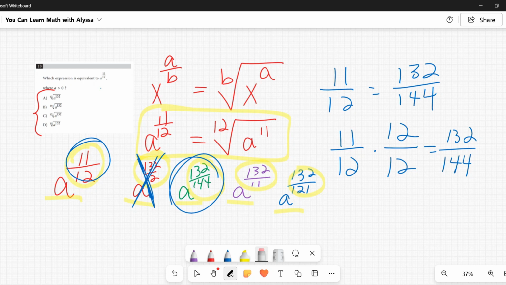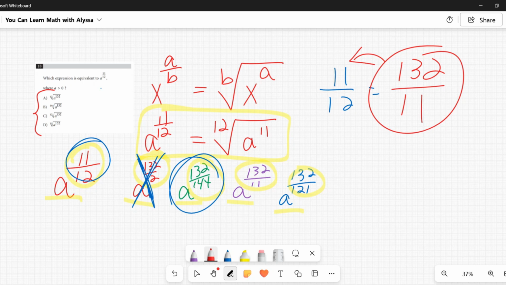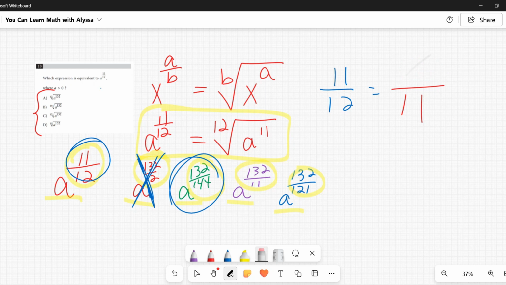But just to prove it to y'all, let me go through those other ones. Is 11 twelfths equal to 132 elevenths? Nope, same sort of thing. There's no way this could be the same as this. If I were to simplify it, this 11 on the bottom cannot simplify to 12. That's impossible. It's already smaller than 12, so it can't get smaller to become 12, and the 132 would have to get smaller to be 11. No, that's not possible. That one is out.